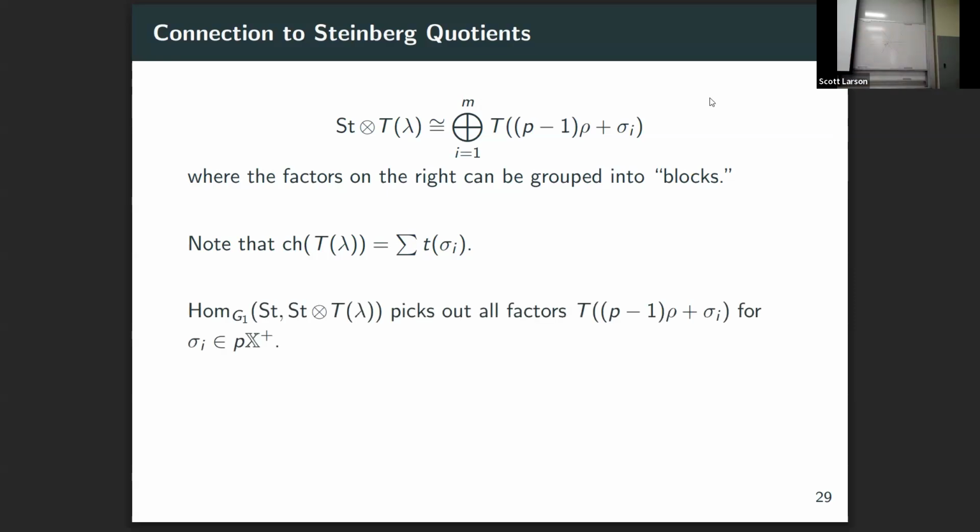What happens is when they haul the Steinberg module into here, they're picking out all the factors in that decomposition that are in the G1 Steinberg block. That would be all the ones that look like p minus 1 rho plus a weight that's p times something dominant. So these all look like Steinberg tensor a twist of a tilting module. So when you haul this thing in, it's picking out a portion of those. And as a T module, if you take T lambda and you filter it through this, you get a direct sum of all the p weight spaces.